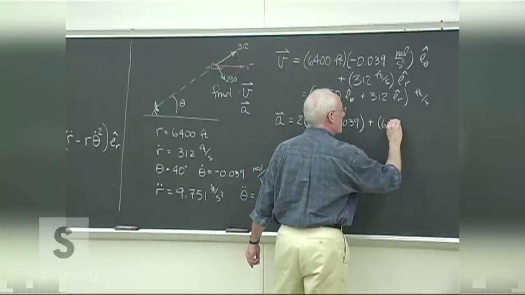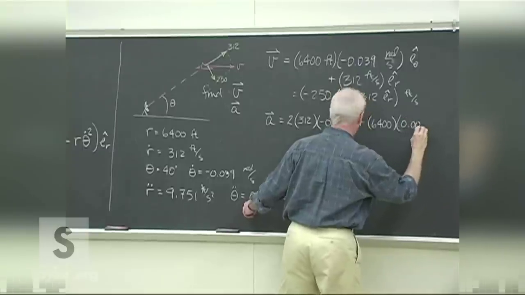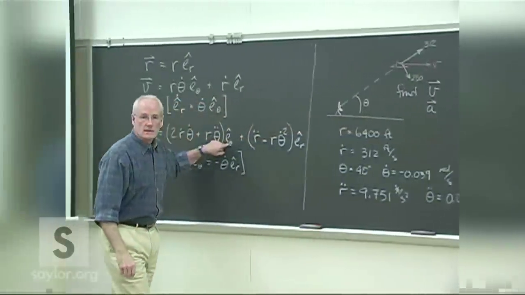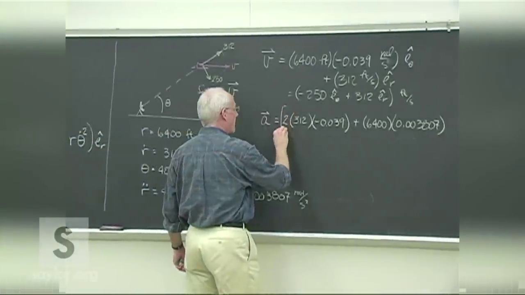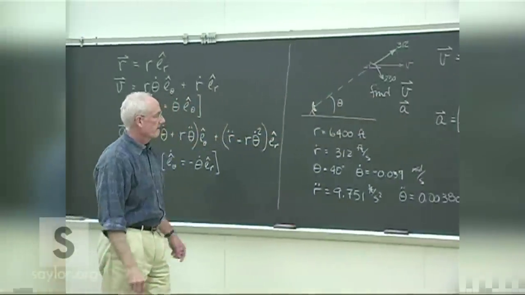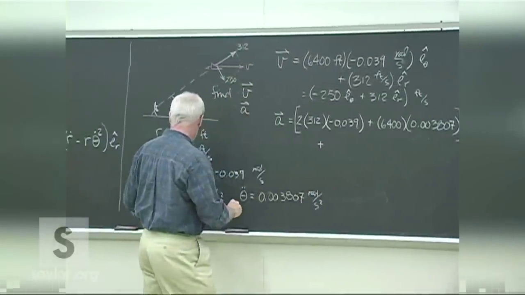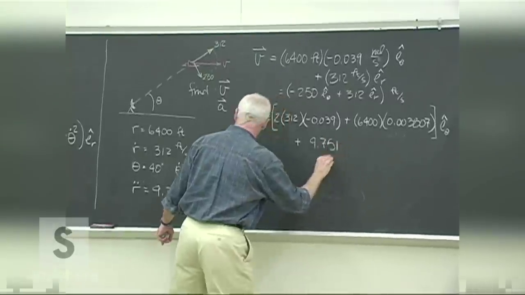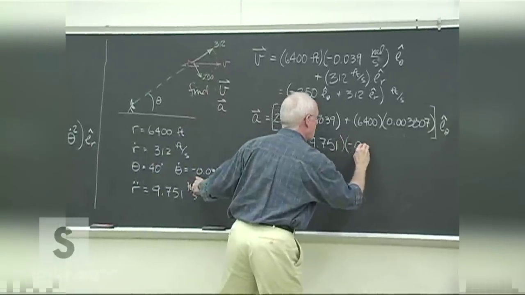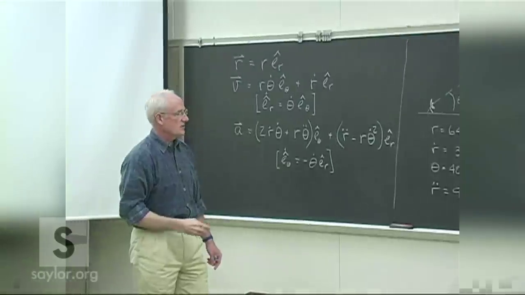R theta double dot, R 6400. Theta double dot, the angular acceleration, 307. That's the angular component. And then the radial component. The radial acceleration, 9751 per second squared, times theta dot squared, which we'd need to make sure the units work out.